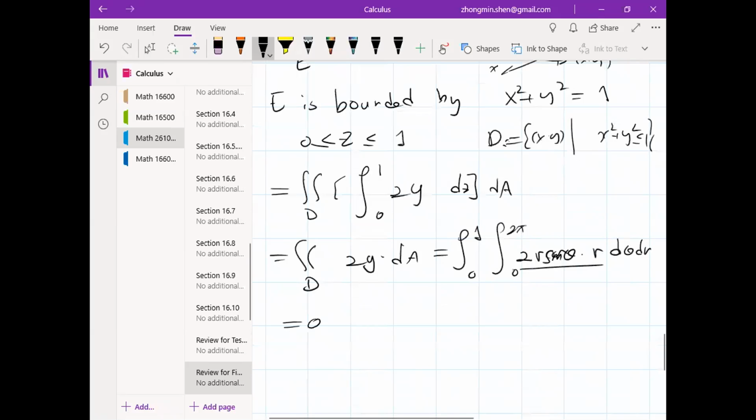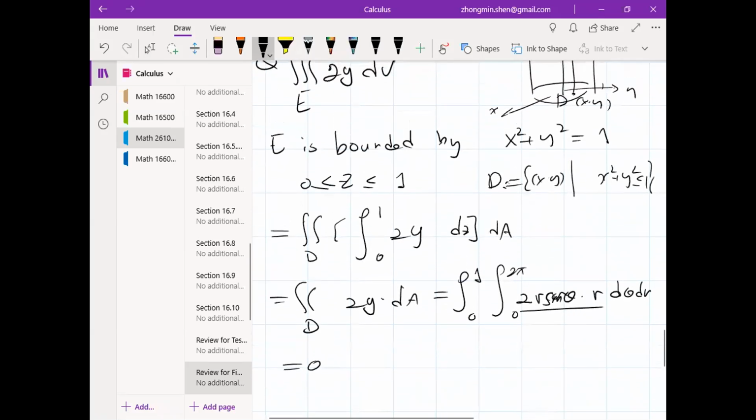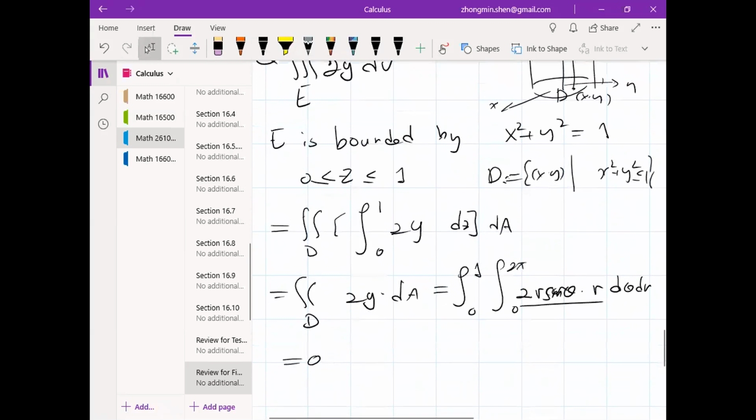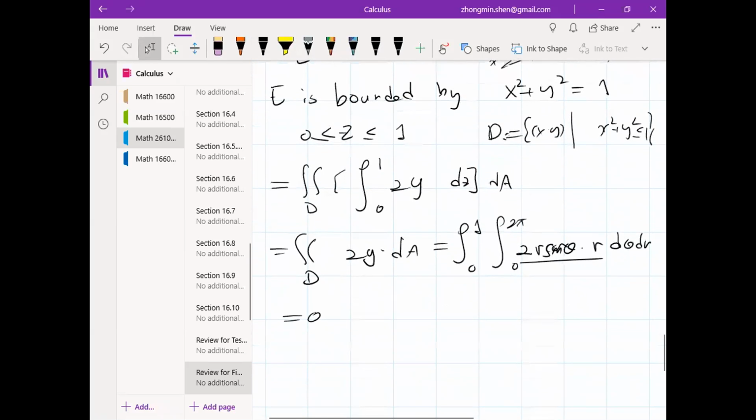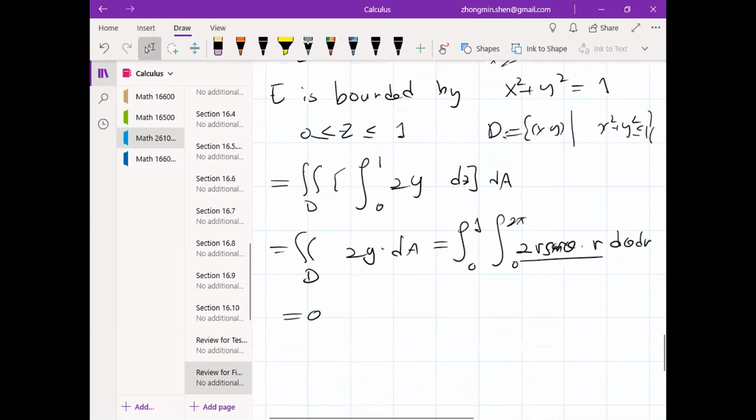You have to use the polar coordinates to simplify. Otherwise it's very complicated. Right, it is going to be 0. So the triple integral can be expressed as an iterated integral, one a double integral and one a single integral.